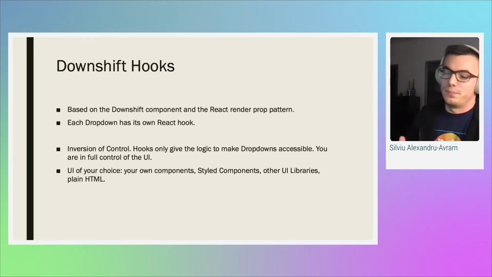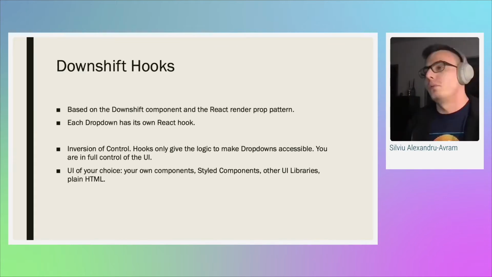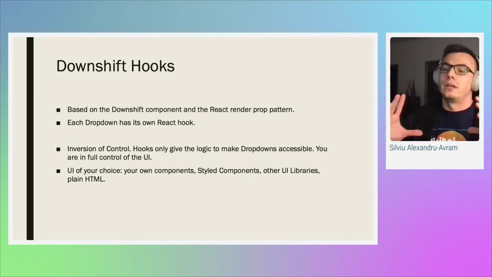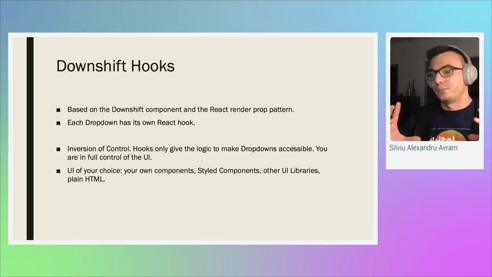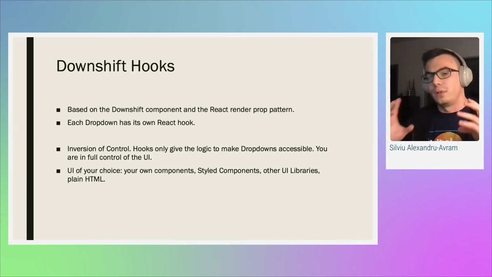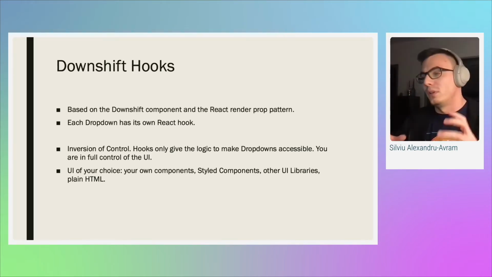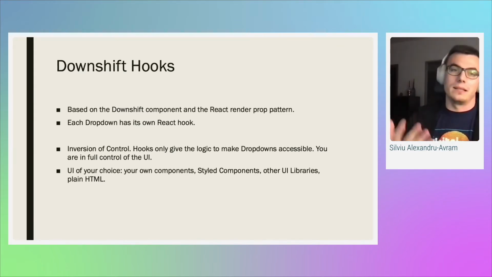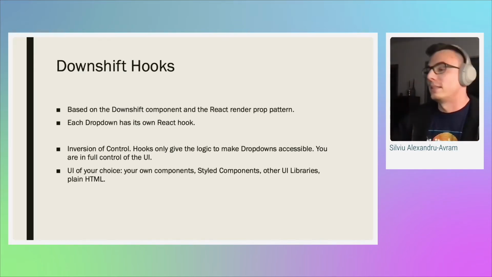It's based on the inversion of control principle. So you're in control of your own UI. Downshift will just give you the logic to have all your basic building blocks transformed into a fully functional and accessible dropdown, be it as a combo box or as a select.